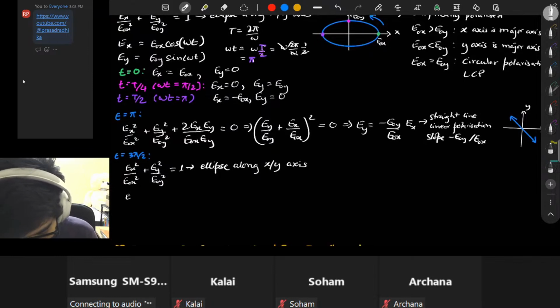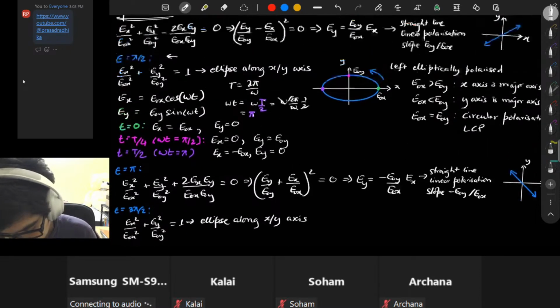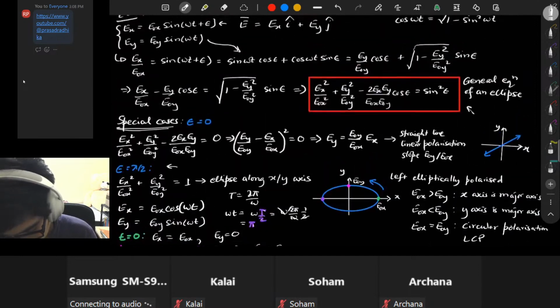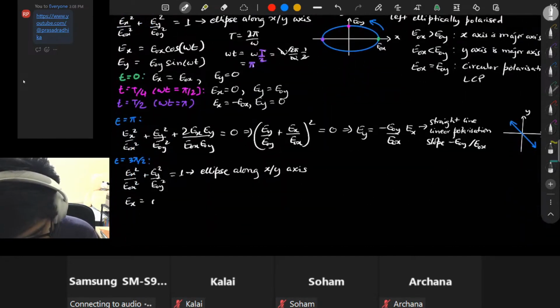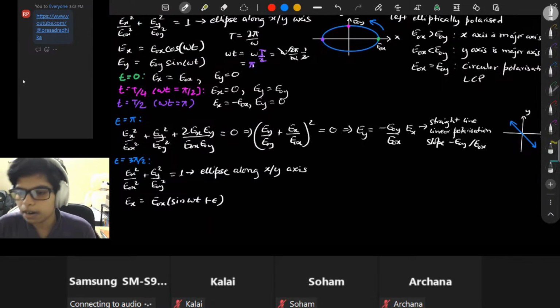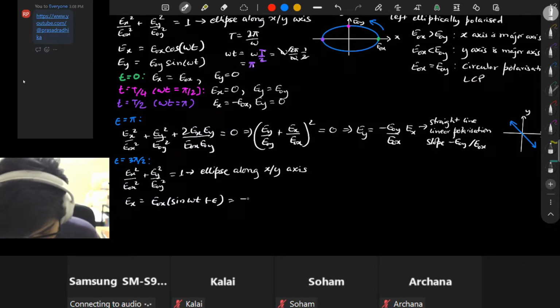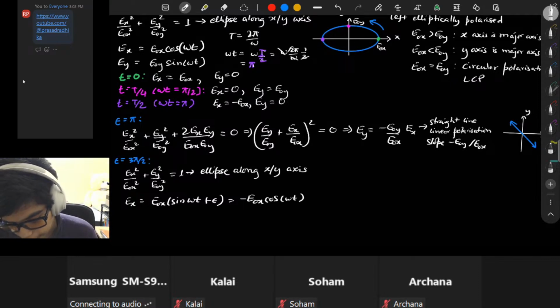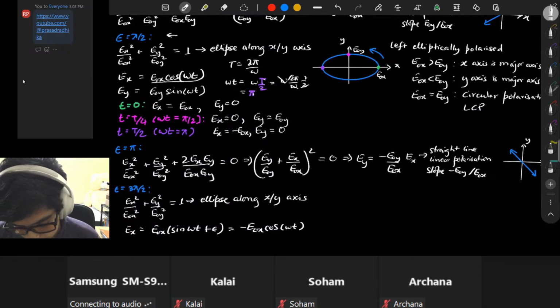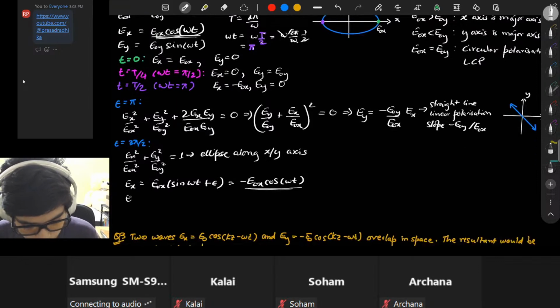What is the difference? If I write the individual electric fields, it will be E naught x sine omega t plus epsilon. And if I put in epsilon equal to 3 pi by 2, this gives me minus E naught x cos omega t. In the earlier case, we had plus E naught x cos omega t. Now we have minus E naught x cos omega t. Ey remains the same, E naught y sine omega t.